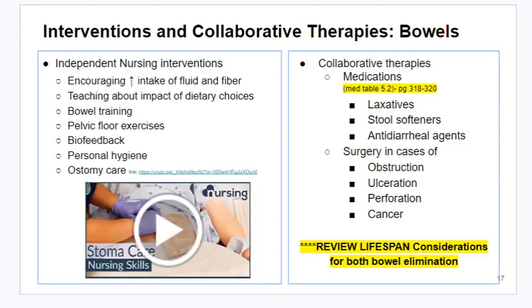Okay, so moving on to those interventions and collaborative therapies with our bowels. Some independent nursing interventions: we obviously want to encourage an increase of fluid and fiber, teaching them about our dietary choices. If we're only eating junk, fast food, that can often lead to constipation, because we're not getting the fruits and vegetables that our small intestines need, those appropriate nutrients to then support the rest of our body systems.